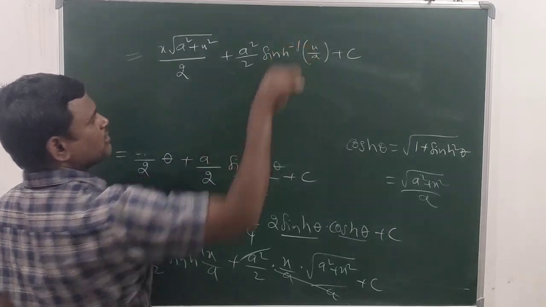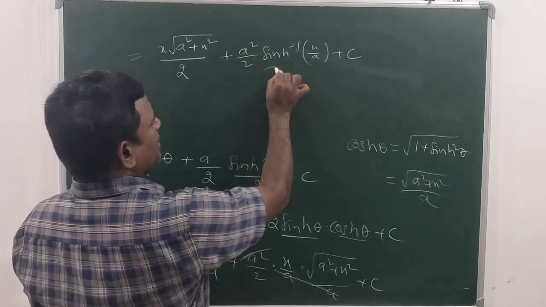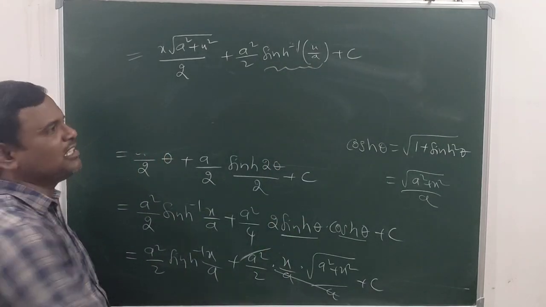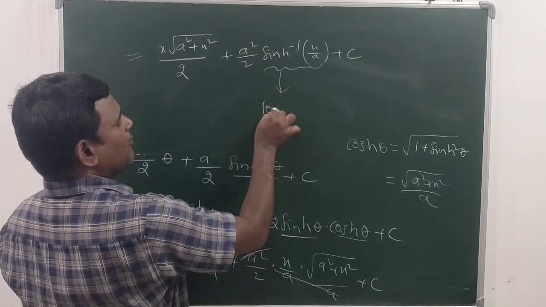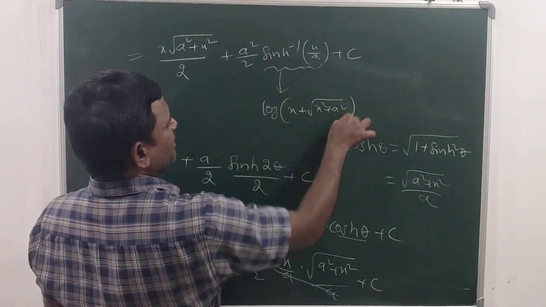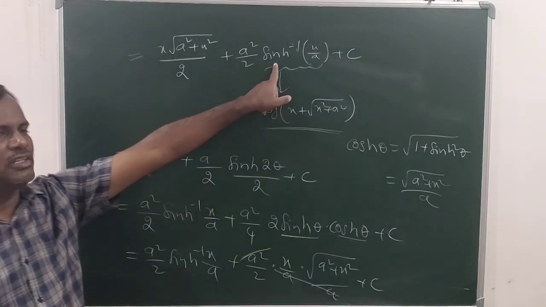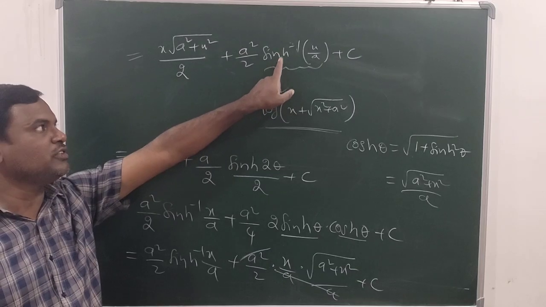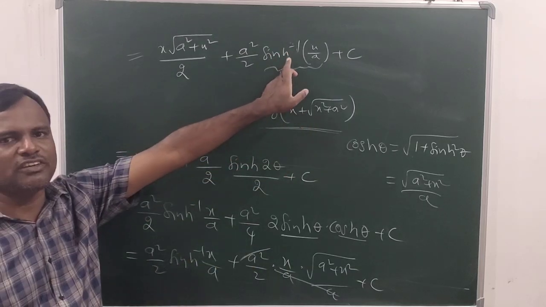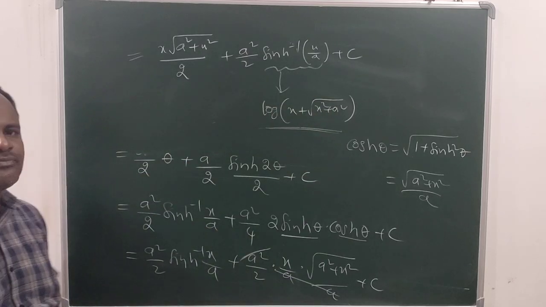I hope you have understood this. Sometimes in the options they may write, in place of sinh inverse of x by a, log of x plus root of x square plus a square. This also they may give you. You know, in the hyperbolic functions, sinh inverse of x by a can be written like this. Here if cosh inverse of x by a is given, just the middle minus will come.